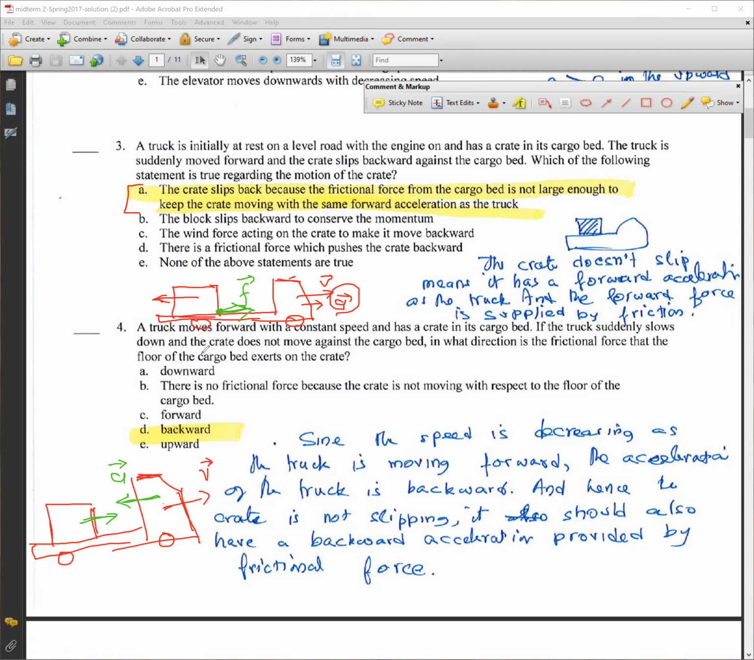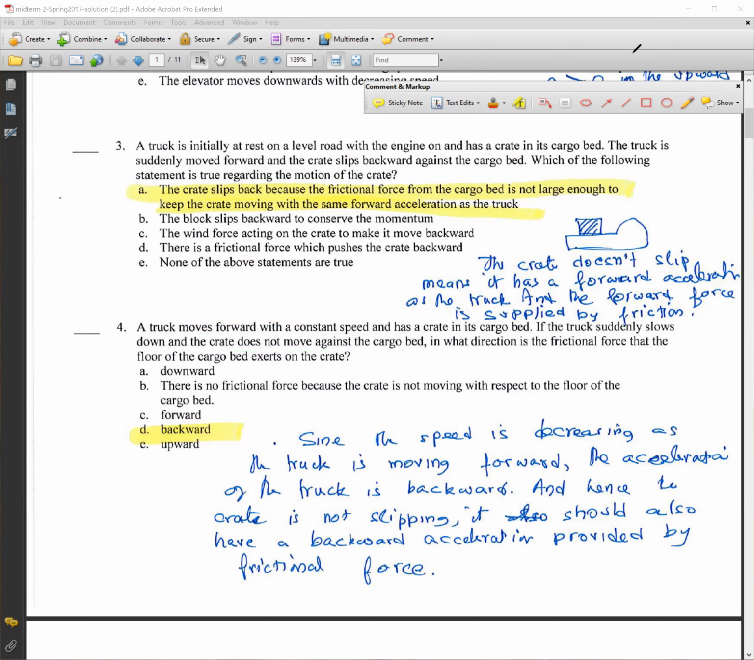Now here we're saying the crate does not move against the cargo bed. What does that mean? If it wants to move forward and it doesn't, it must be because there is a friction opposing that forward motion, and it has to be pointing backward in the opposite direction. So I'm putting it in blue here. Friction pointing backward. So that's why the correct answer is this one here.